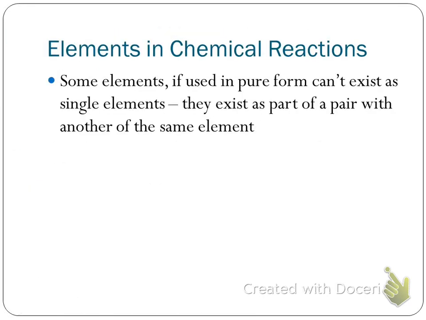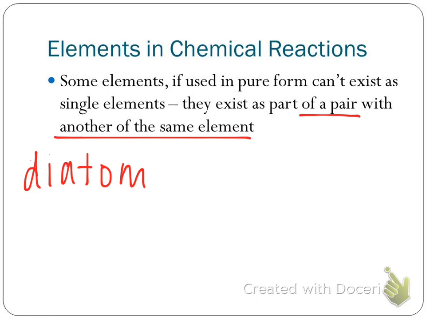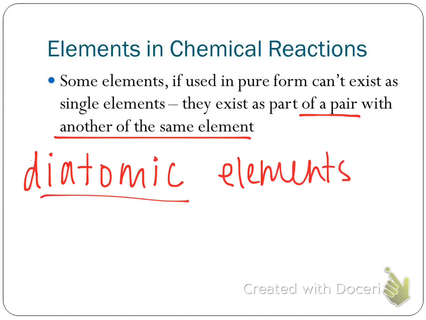Again, you don't need to write these things down word for word. You can start abbreviating things. But in chemical reactions, we have some elements that cannot exist by themselves. They're not stable enough to exist on their own. So what they do is they exist as a pair with another atom of the same element. These are called diatomic elements, which means they need to exist as a pair.